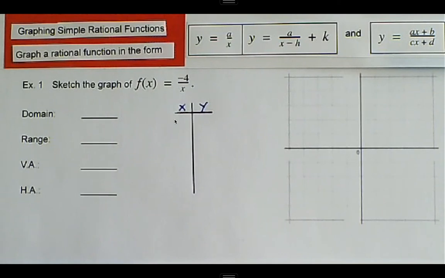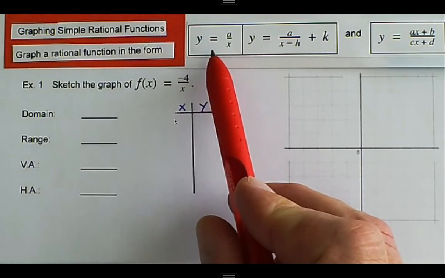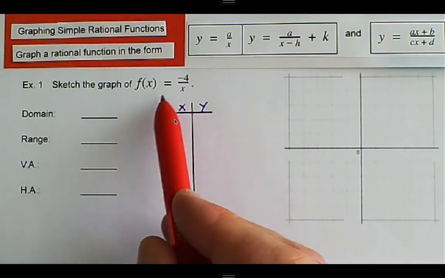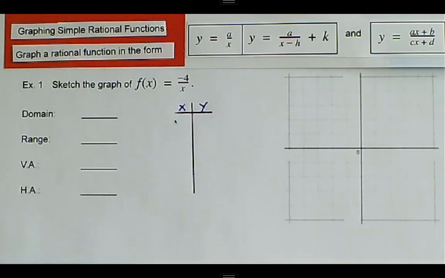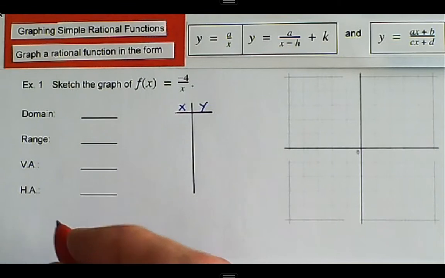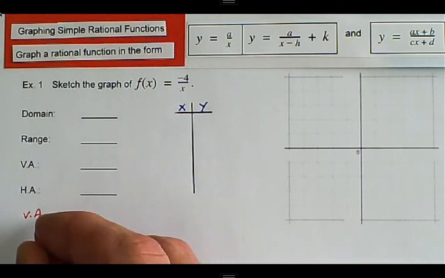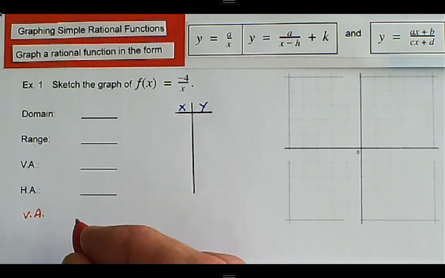We are talking about graphing simple rational functions, and in this case, we're looking at y equals a over x form. So we have the function f of x equals -4 over x, and the first thing we want to start with is finding where the vertical asymptote is. The way that we find the vertical asymptote is to find where the denominator is equal to 0.